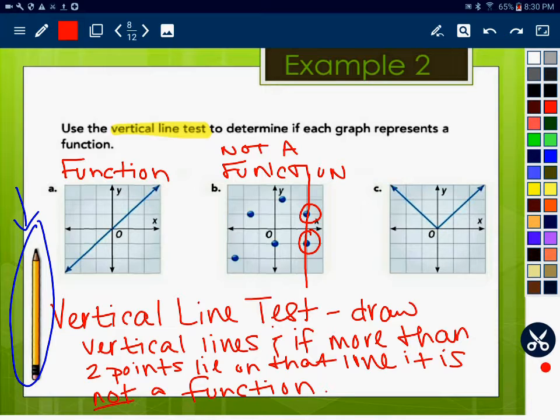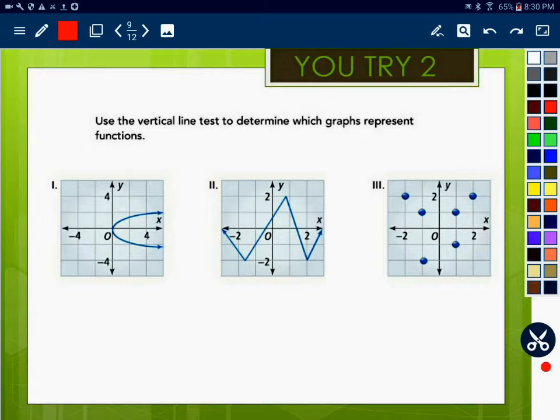So that one is not a function. And then lastly, part C, no matter where we would draw a vertical line here, it seems like no matter what, the blue line would ever only cross it once. That is called the vertical line test. We can do that on graphs to help us see if it is a function. So now let's see how you do it on your U-Try.